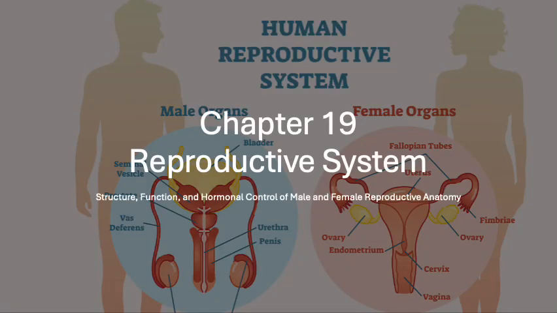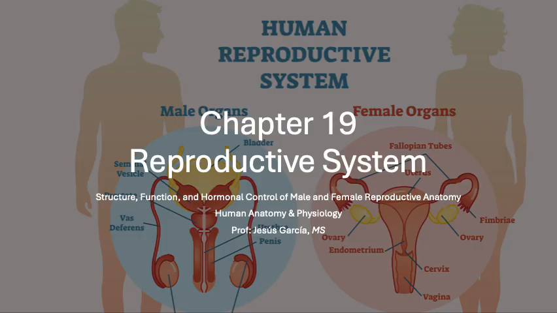Welcome everyone. Today we'll be covering the reproductive system. This system is unique in that it is not essential for individual survival, but it is absolutely vital to the continuation of the species. We'll explore the structures and function of both the male and female reproductive systems, how they differ, how they coordinate, and how the hormones play a role in regulating everything from puberty to reproductive aging.